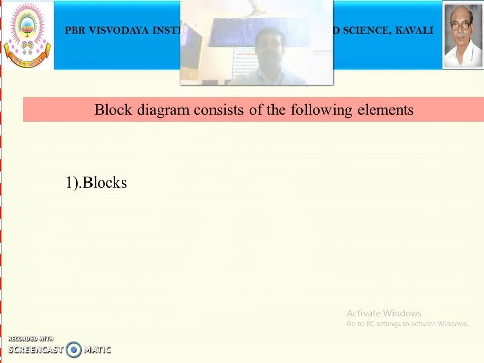Now we are going to see what are the elements of a block diagram. The elements of a block diagram are: first one, block; second one, summing point; and the third one, branch point. These three are the elements of the system. First one block, second one summing point, and third one branch point.